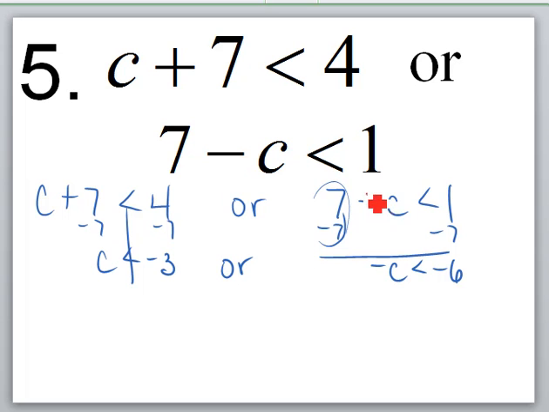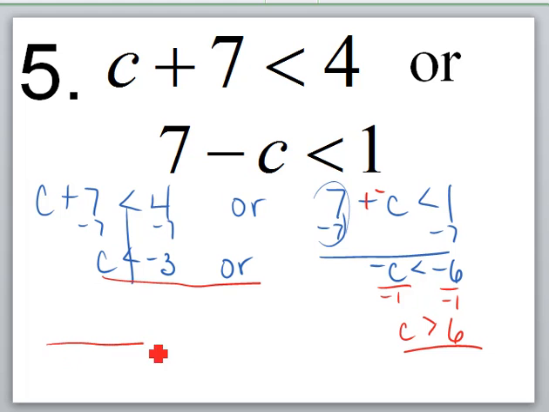You could have changed your sign to plus the opposite to make sure you don't lose that negative. Divide by a negative 1 on both sides. That tells me alarm's going off in my head. I've got to remember to flip the sign and divide by a negative on both sides. And I get 6. So my answer is c is less than negative 3 or c is greater than 6.